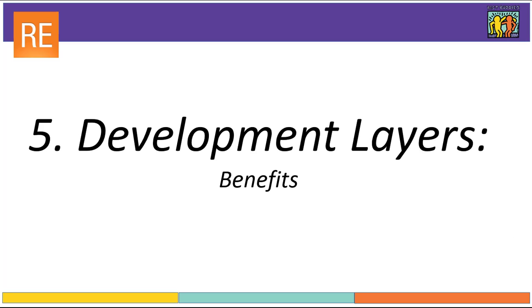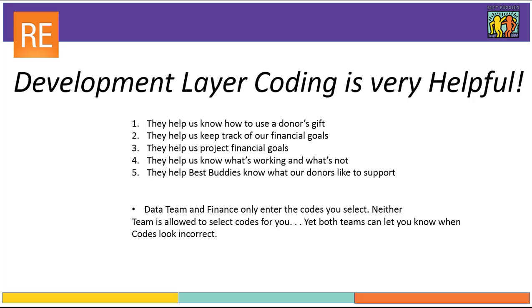So, what are the overall benefits of using these development layer codes? They help us know how to use a donor's gift. They help us to track our financial goals, and they help us project financial goals. They also help us know what's working and what's not. If we can figure out that we're not making enough in an event through tickets, maybe we focus on selling more sponsorships. They also help us Buddies know what our donors like to support.